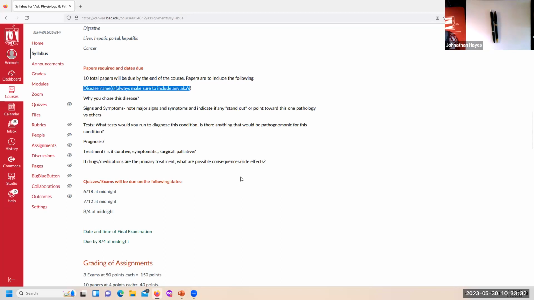So if it's got a common name, put that in there. If it's got any kind of AKAs, make sure you look those up too, or be aware of that too, because that's how a standardized test is going to write it. They're going to throw that one thing in there that they know you probably overlooked.